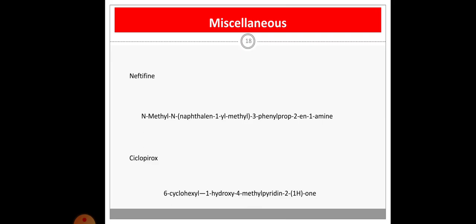Next class is miscellaneous. Examples include NAFTIFINE, cyclopyrox. This is the structure for NAFTIFINE. Its chemical name is N-methyl N-naphthalene 1-yl methyl 3-phenyl prop 2-en-1-amine.